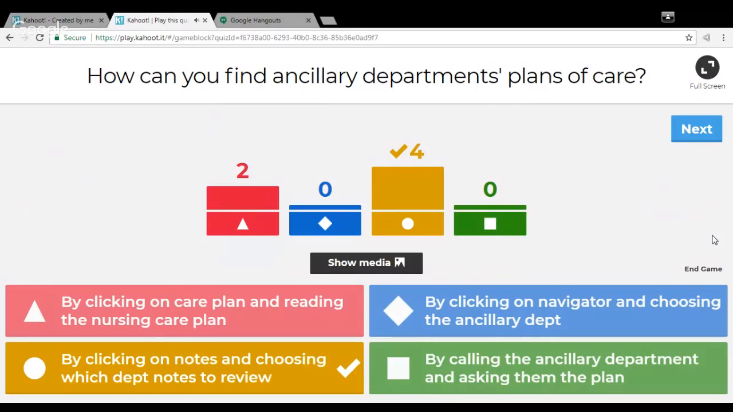We have 4 teams getting that one right, 2 getting that one wrong. Again, you're going to need to know this for Joint Commission on how to navigate that chart. So can you find the other objectives in the chart for Joint Commission? I sure hope so. We'd like it if you could.